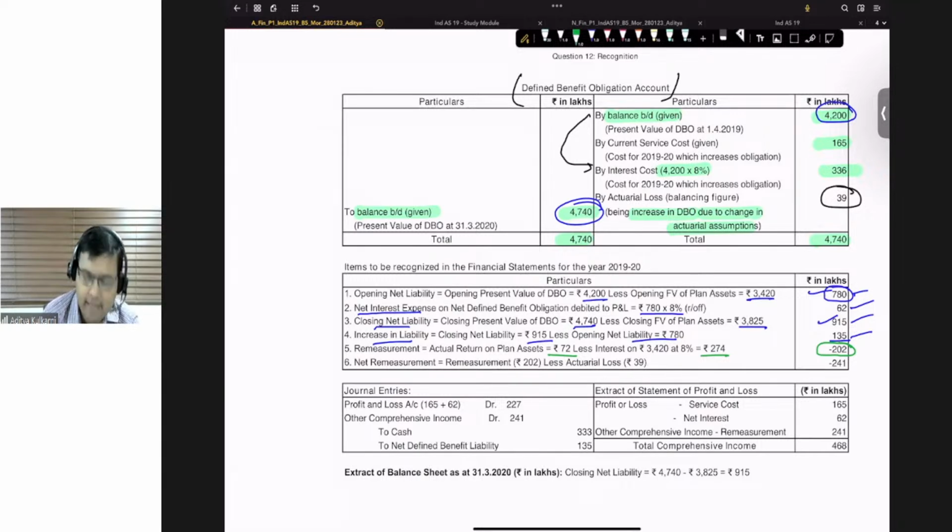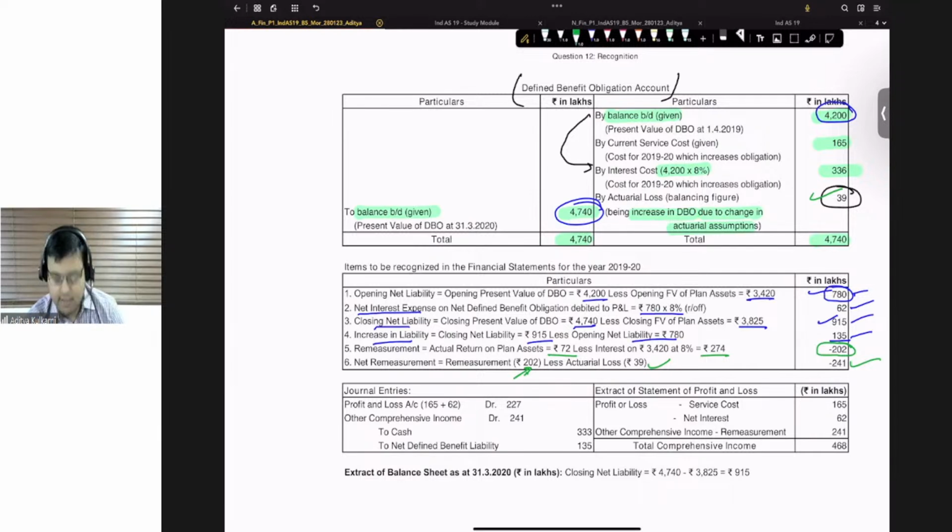So what is your net remeasurement? The loss of 202 plus ye jo loss hai 39. So 241 is your final actuarial loss. 202 plus 39. Okay. So that gives you 241.